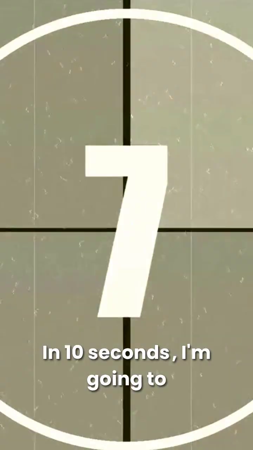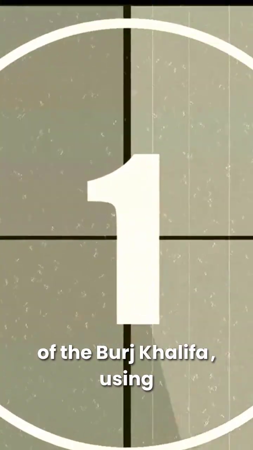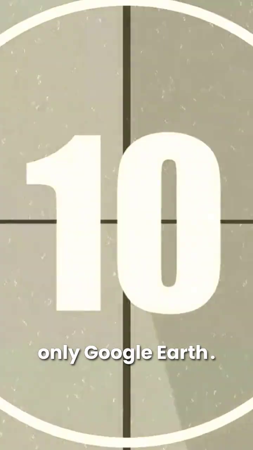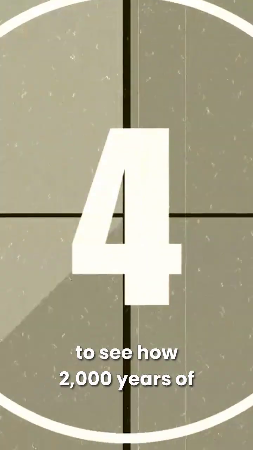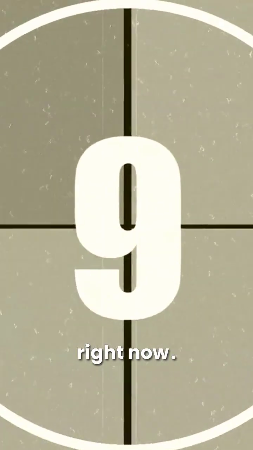In 10 seconds, I'm going to show you how a Roman ruin directly predicted the design of the Burj Khalifa using only Google Earth. You have 3, 2, 1 to see how 2,000 years of structural engineering accelerated faster than you ever imagined. Let's dive into the timeline right now.